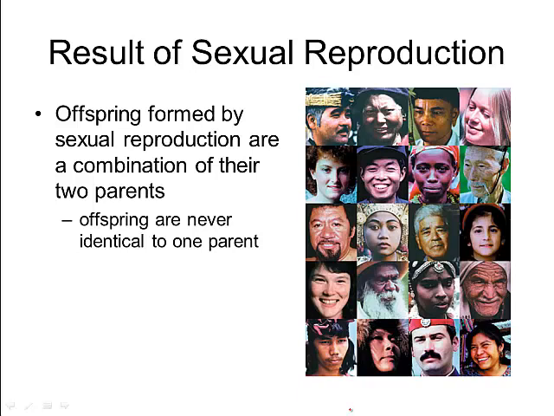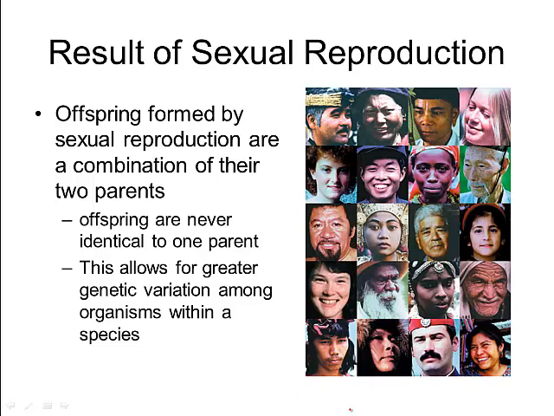This is going to allow for greater genetic variation within the organisms of a species, and that's going to be a really good thing. If something were to happen, and there's a lot of genetic variation, some might survive and some might not. But that is good for the entire species, because if you have some that can survive a major change in the environment, then the species will continue. If everybody was exactly the same, then you're going to have major problems, because if nobody could survive it, then that entire species could die out.